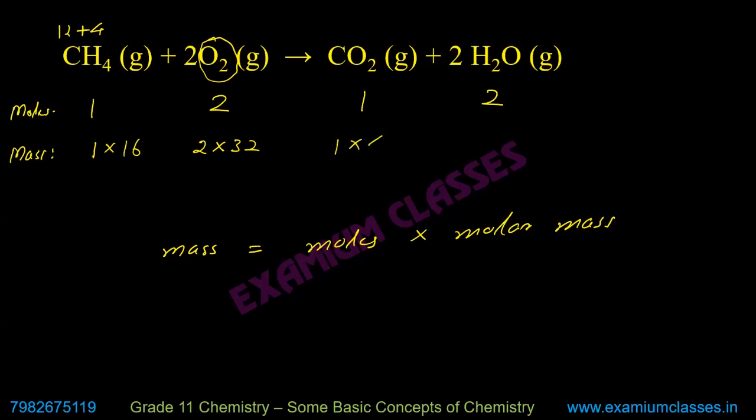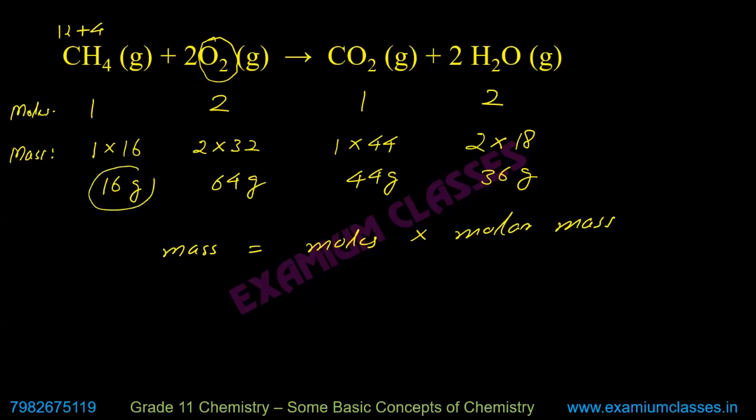1 mole, molar mass of carbon dioxide, 44. 2 moles multiplied by molar mass of water, 18. It means 16 grams of methane will react with 64 grams of oxygen. And when these are consumed completely, they will produce 44 grams of carbon dioxide and 36 grams of steam.